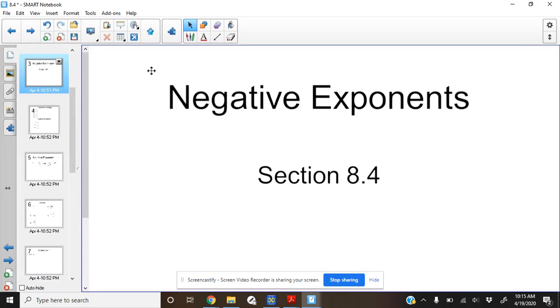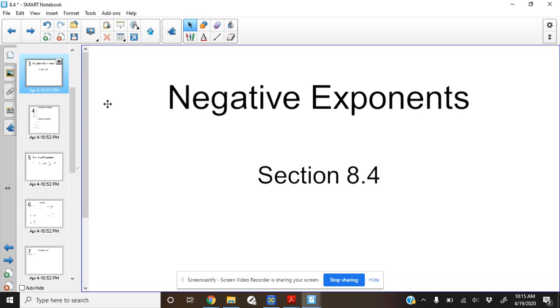Good morning, everyone. So today we're going to be doing section 8.4. We're doing our first day on this section, which is on negative exponents. So I know in the last video we talked about how in that lesson you were allowed to leave negative exponents, but today, from this point on, you are no longer allowed to leave negative exponents in your answers.